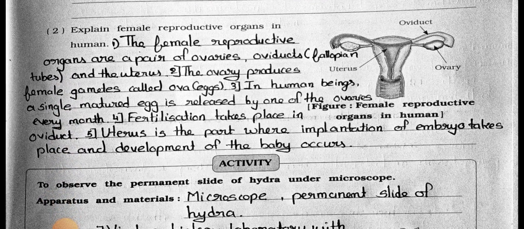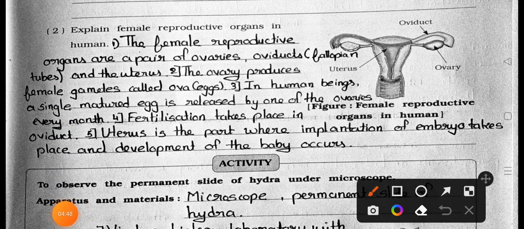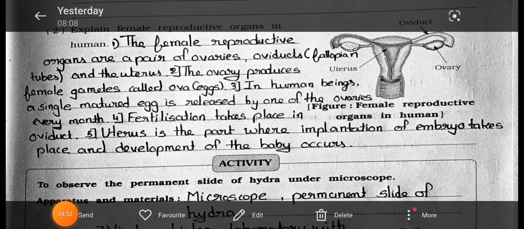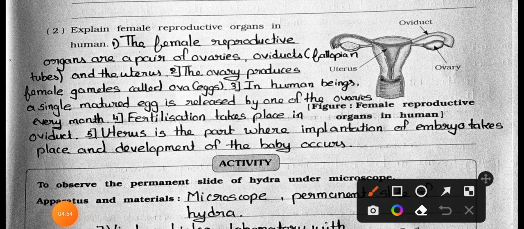Now see number 2, explain the female reproductive organs in humans. Answer is, the female reproductive organs are a pair of ovaries, oviduct or fallopian tube, and the uterus. The ovary produces female gametes called ova, meaning eggs.